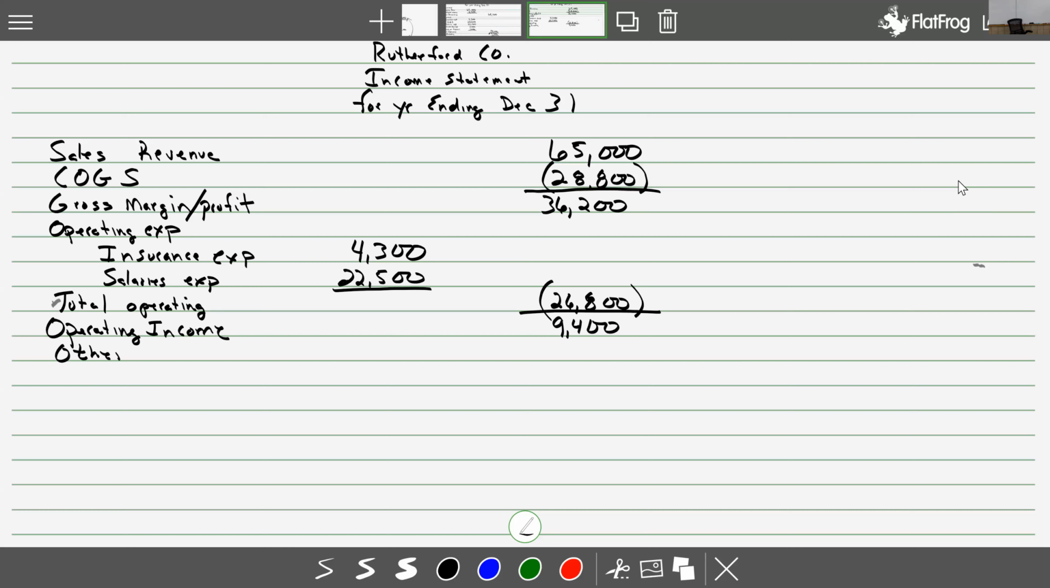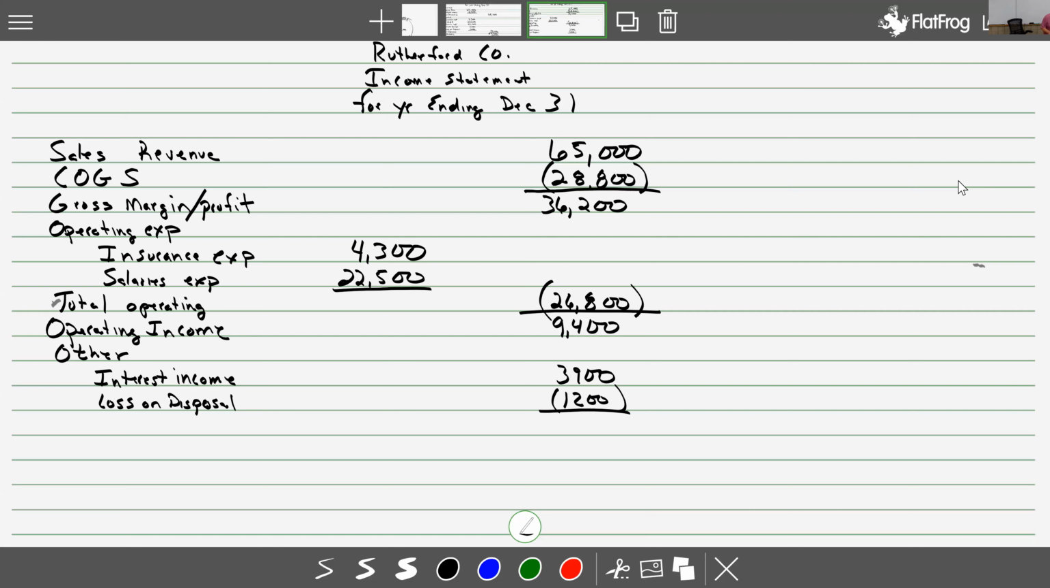Next, we do our other. Interest income is not a normal course of operations. Interest never is, unless you're a bank, and that's how you normally make your money. But we're not going to be dealing with bank accounting here. So our interest income was 3,900. And then we had a loss on disposal, or something else that was other. And that loss was 1,200.